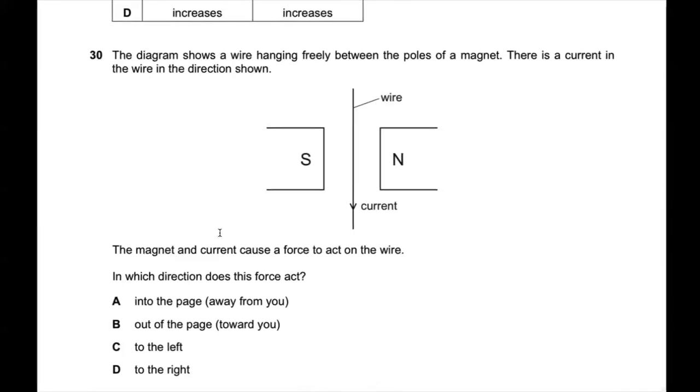30. The diagram shows a wire hanging freely between the poles of a magnet. There is a current in the direction shown. Magnet and current cause a force to act on the wire. In which direction does this force act? Again, field lines would be left to right, so it's in this direction. The current in the wire is in the downward direction. So the force, by the left-hand rule, would be mutually perpendicular to this and to the field lines. So it would either be out of the page or into the page. So I know it can't be left or right. It has to be perpendicular to the current as well as to the field lines.